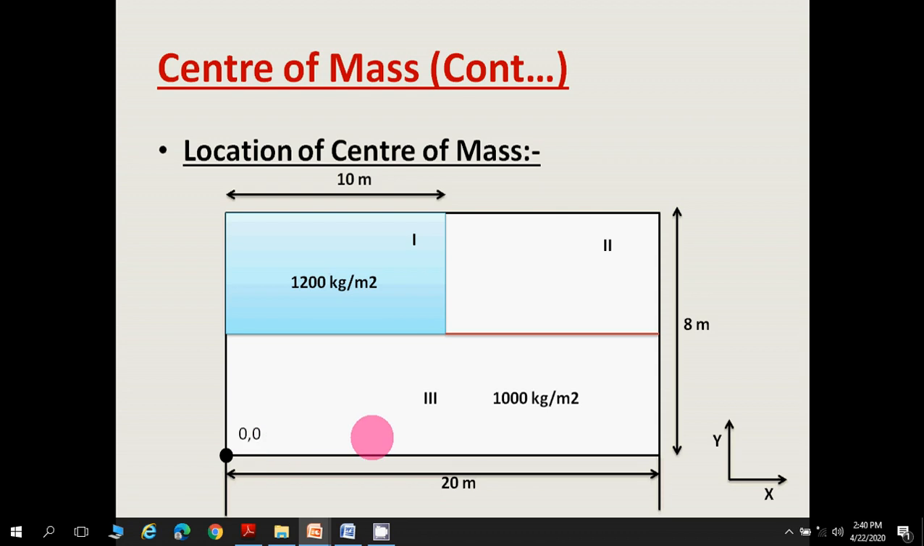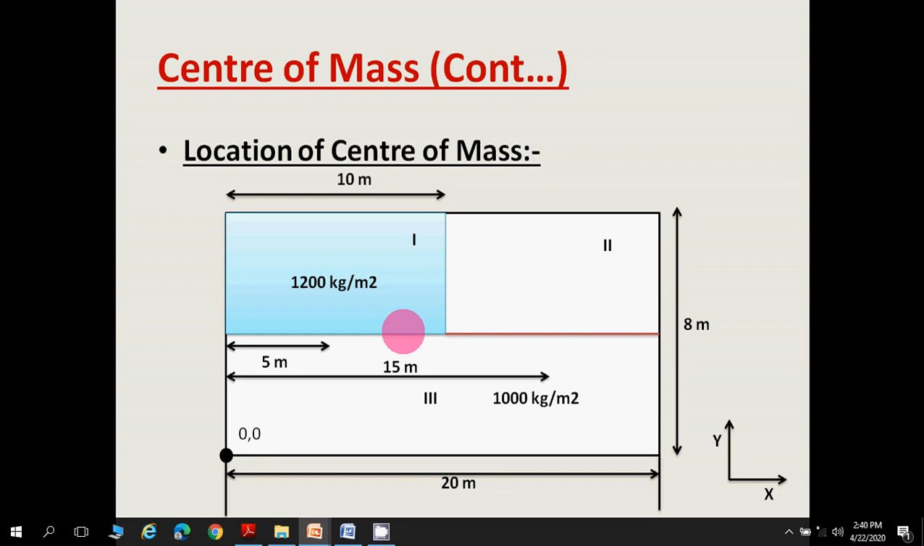And M1, M2, M3 are the total dead loads given on the structure. First we need to find x1, x2, x3, y1, y2, y3. For this particular region, or diagram, x1 will be 5 meter, because in the x direction its length is 10 meter and it's a rectangular part, so x1 is 10 by 2, which is 5 meter.